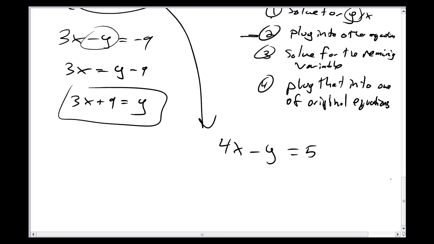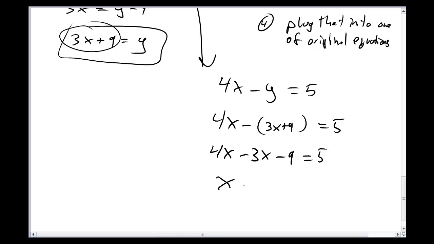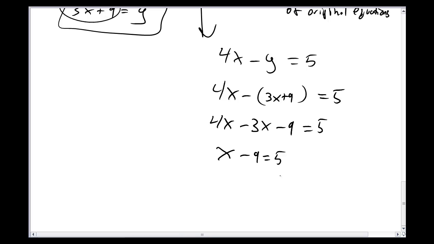I know what y is, though. 4x minus, I'm replacing y with what it is, 3x plus 9, and all of this equals 5. Distribute this negative through. 4x minus 3x minus 9 equals 5. 4x minus 3x leaves me with x minus 9 equals 5. And now I can add 9 to both sides and get x equals 14.